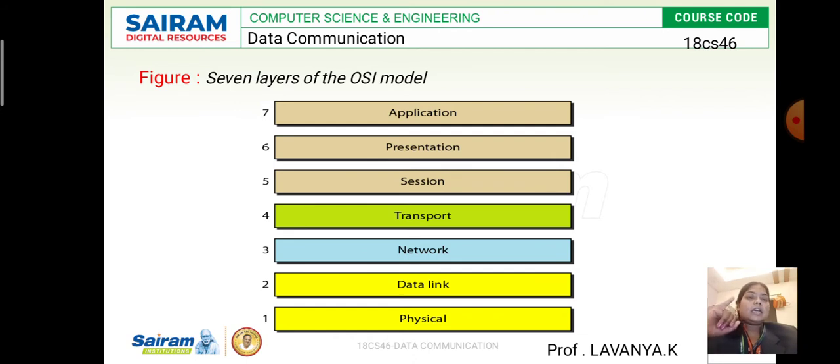The first layer is the physical layer. The second layer is the data link layer. The third layer is the network layer. The fourth layer is the transport layer. The fifth layer is the session layer. The sixth layer is the presentation layer. And the final layer, the last layer, is the application layer. This is the general pictorial representation of the OSI model. We will discuss one by one what the function of each particular layer is and what the responsibility of each and every layer is.